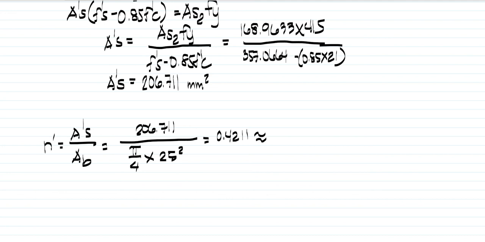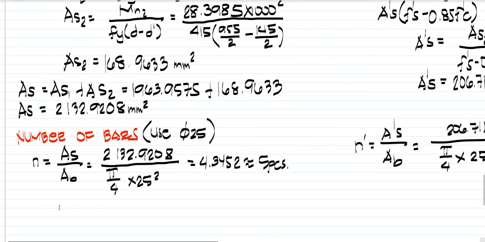Kasi nga, hindi naman siya nag 1 point something. Kaya hindi natin pwedeng sabihin na 2 pieces. But according to the code, the minimum number of bars should be 2. Kasi dalawa yung lagi nating ine-extend dyan. Dalawa yung continuous dyan. So, that will be approximately 2 pieces. Hindi kasi pwedeng 1 piece lang yan ng diameter 25. So now we have 5 pieces of diameter 25 and 2 pieces of diameter 25 for compression. Yung 5 pieces is for tension.